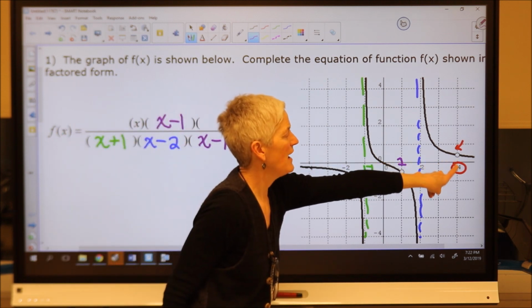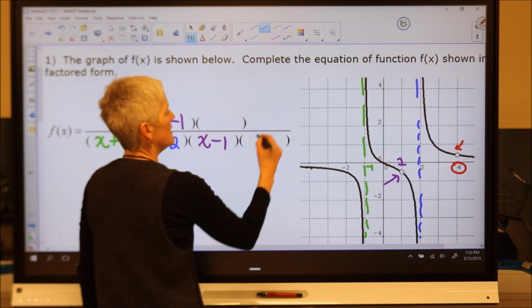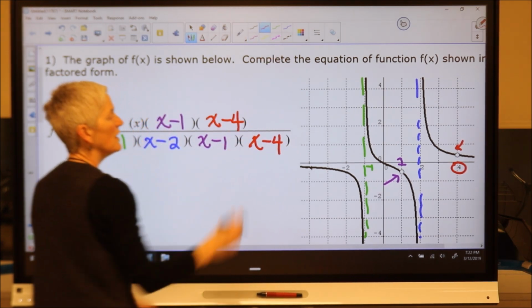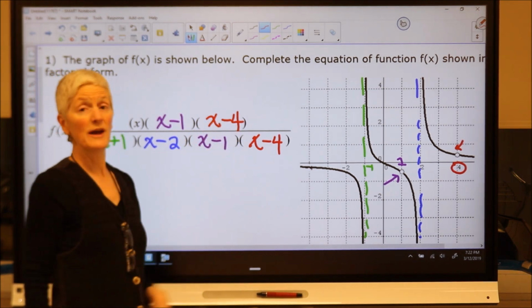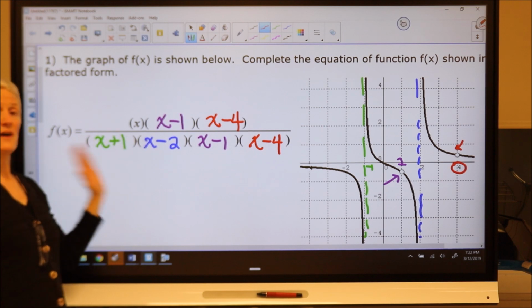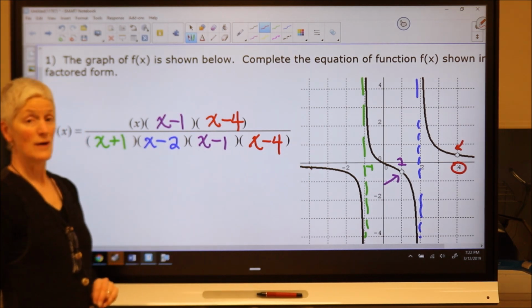Here we have a removable discontinuity at x equals 4. That comes from a factor of x minus 4. And again, since it's removable, you need to have the factor in the numerator and in the denominator. So here's a possible function that would create that graph.